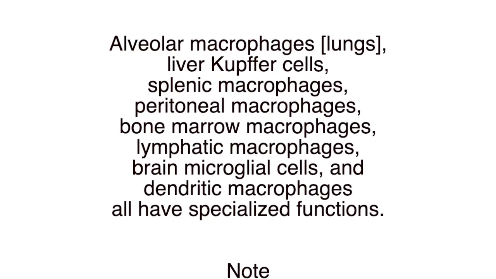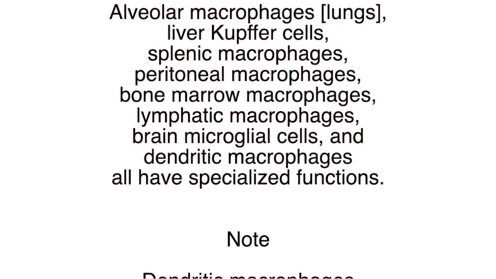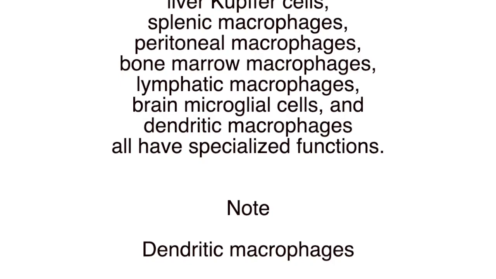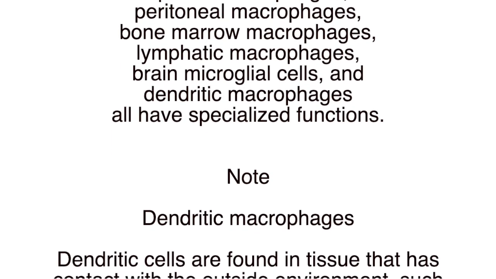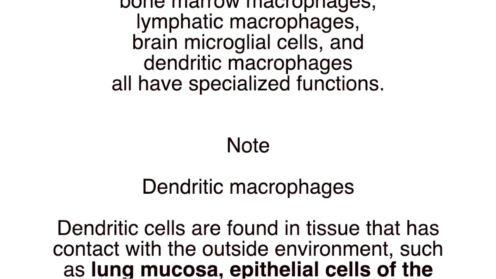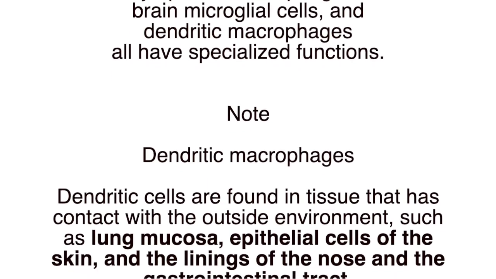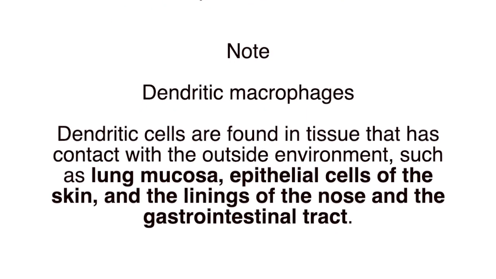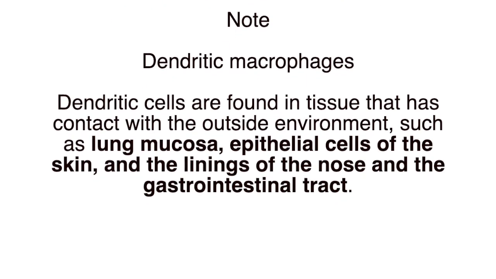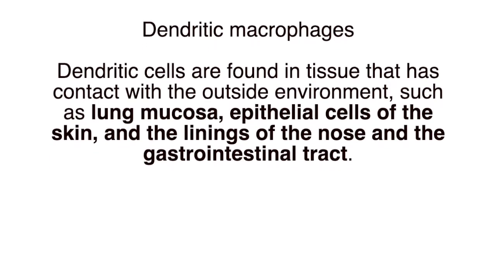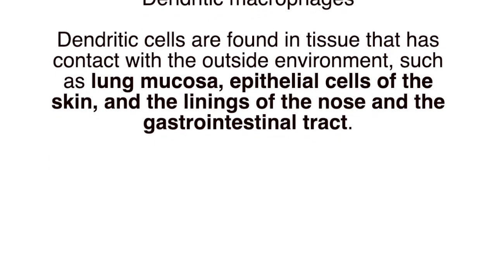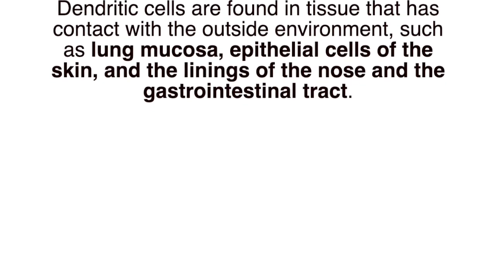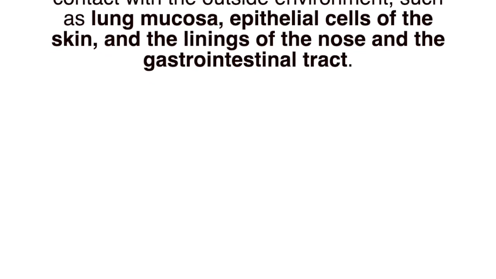Alveolar macrophages in the lungs, liver Kupffer cells, splenic macrophages, peritoneal macrophages, bone marrow macrophages, lymphatic macrophages, brain microglial cells, and dendritic macrophages all have specialized functions. Note: dendritic cells are found in tissue that has contact with the outside environment, such as lung mucosa, epithelial cells of the skin, and the linings of the nose and the gastrointestinal tract.